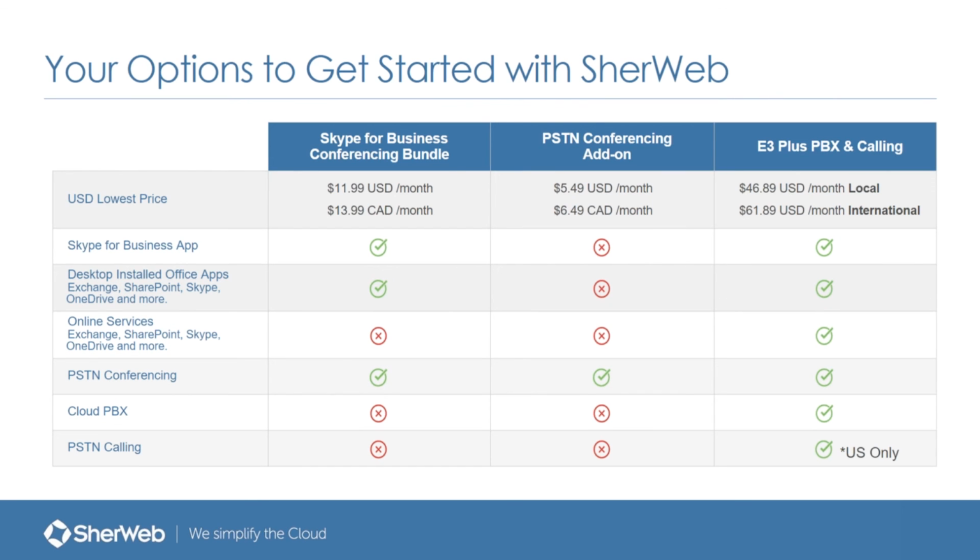So let me just do a quick presentation of the options for ShareWeb's client. For resellers, you can take a look at your price list for the correct pricing. But for clients, there's basically 3 options that we've shown here. There's a lot more, of course, but the first option is for current hosted exchange customers, where it includes Skype for Business Plan 2 and the PSTN conferencing capabilities. So that's why we call it Skype for Business Conferencing Bundle.